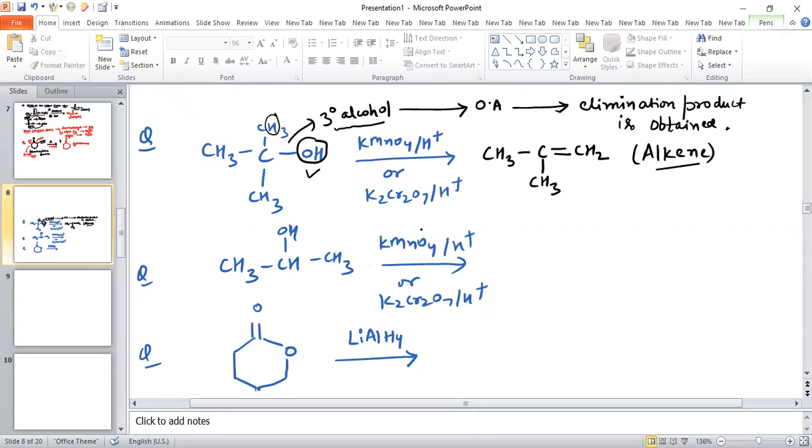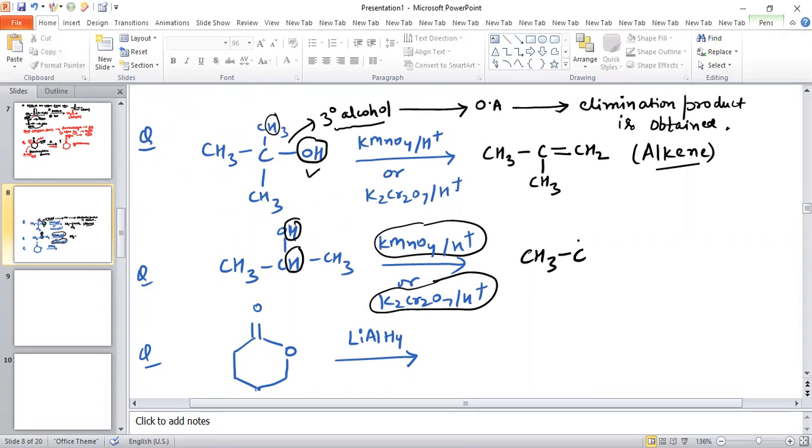In this case also, when you use KMnO4 in acidic medium or K2Cr2O7 in acidic medium, these are strong oxidizing agents. Oxidation means removal of hydrogen. So these two hydrogens will be removed, and this alcohol will be oxidized into a ketone.